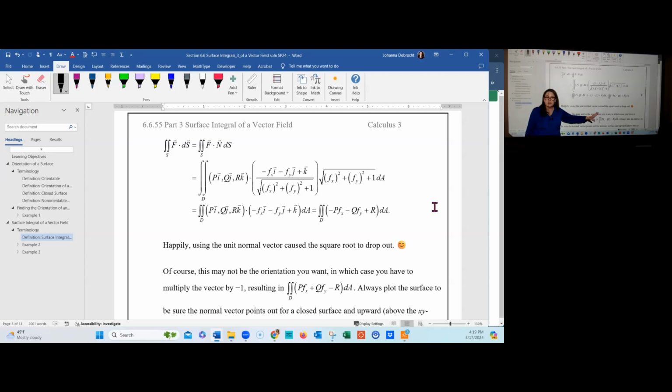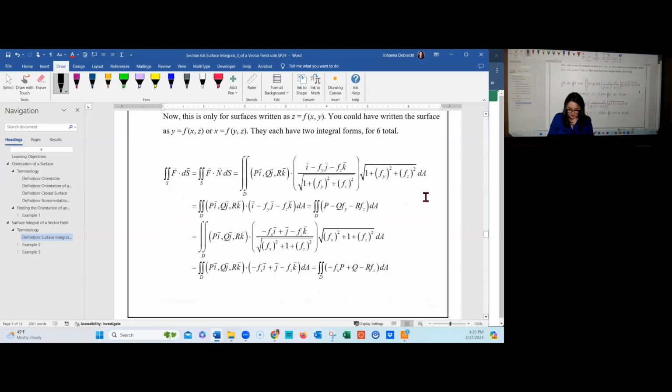Now, of course, this may not be the orientation that you want. You may need to multiply through by a -1, in which case you would get the double integral you see here. Always plot the surface to verify that the normal vector points generally upward for a general surface, one that's not necessarily closed, or if you have a closed surface, make sure that it's pointing out, right? Out would be away from the solid object, right? And that will be the positive direction for a closed surface.